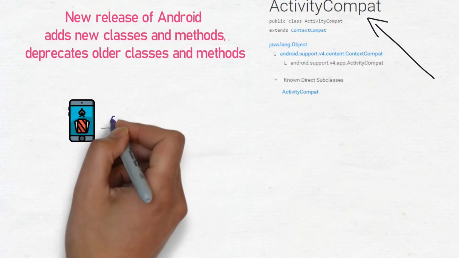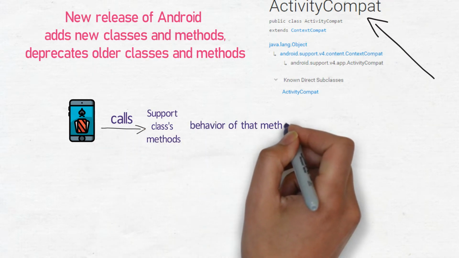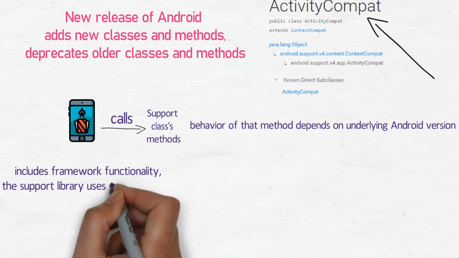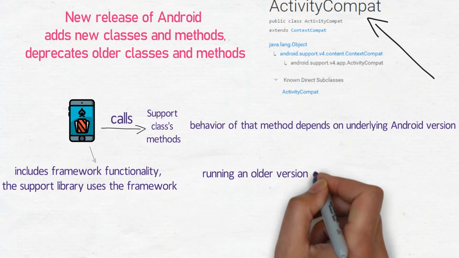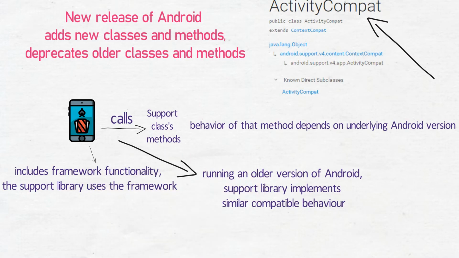When an app calls one of the support classes methods, the behavior of that method depends on the underlying Android version. If the device includes the necessary framework functionality, the support library uses the framework. If the device is running an older version of Android, the support library makes an attempt to implement similar compatible behavior with the APIs it has available.